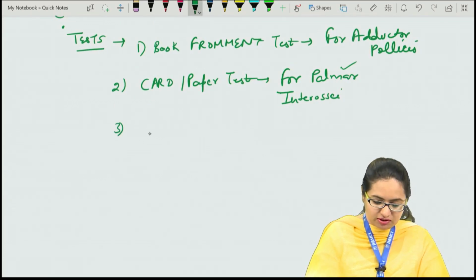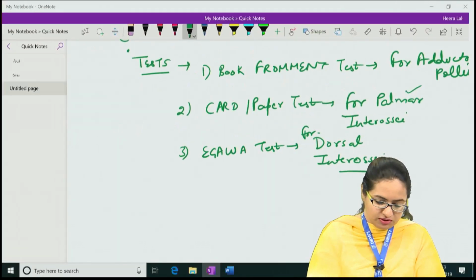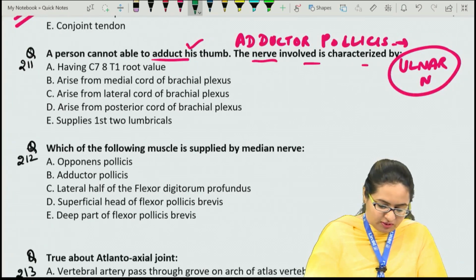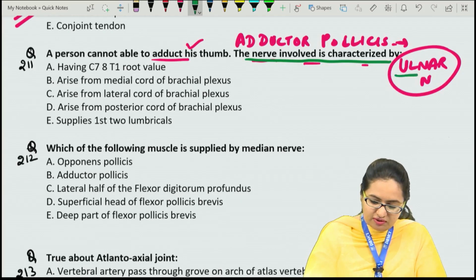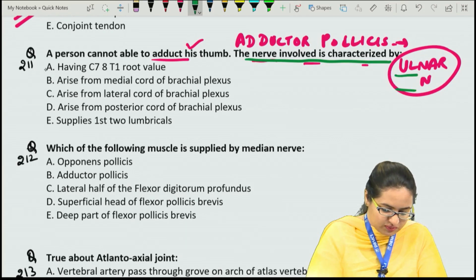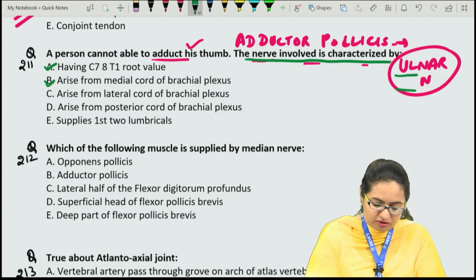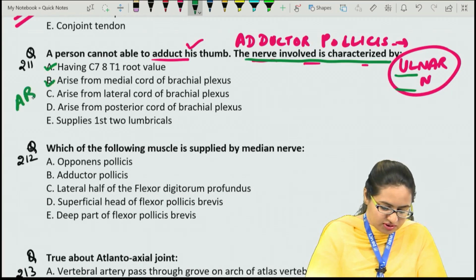And thirdly, we can also check the dorsal interossei, and that test is known as Igawa test. This is for the dorsal interossei. So now if we come back to the question. In this question, they have said that the nerve involved, that is the ulnar nerve, is characterized by a root value of C7, C8 and T1, and it arises from the medial cord of the brachial plexus. The rest of the options are not correct. So the answer for this question is A and B.